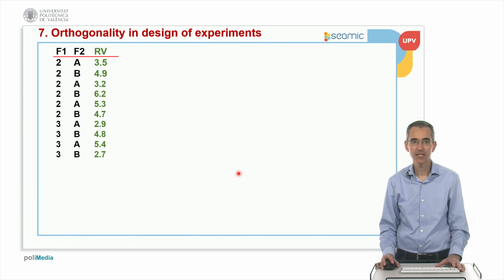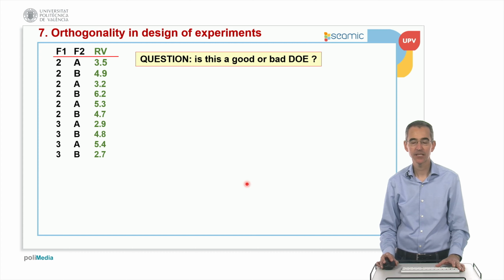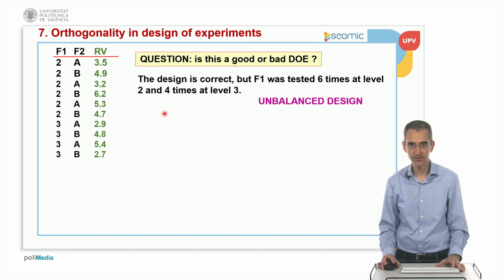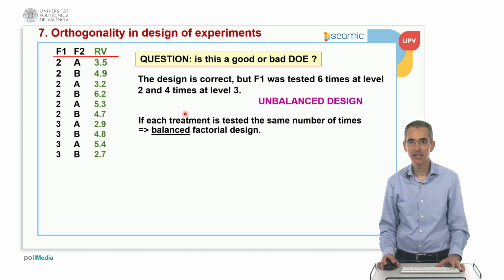Okay. In this case, now, is that a good design or a bad design? Here what happens is that we have F1 at level 2 more often than F1 at level 3. The design is correct, okay, but F1 is tested 6 times at level 2 and 4 times at level 3. It is called an unbalanced design, okay.